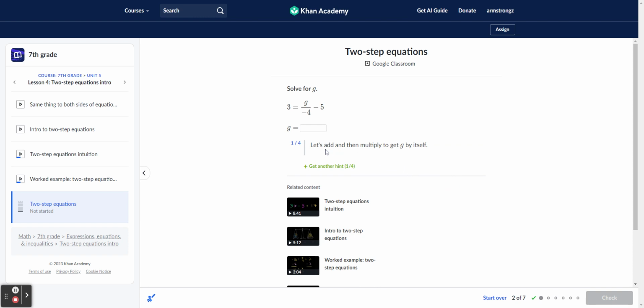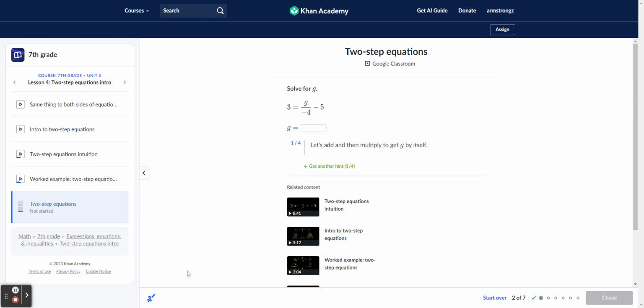So, right, it's saying, hey, let's add and then multiply to get g by itself. So here, when I'm using this hint, I'm doing everything I can to just use this hint and no more. Do I see what they're talking about when it says add and then multiply? If I do, great. And I'm going to say that I do.